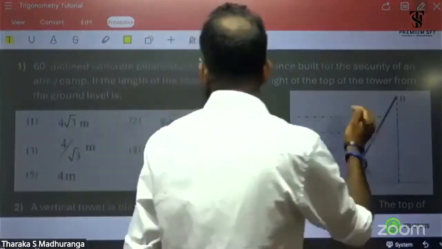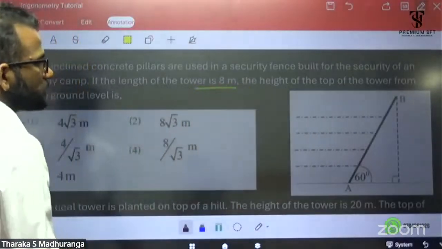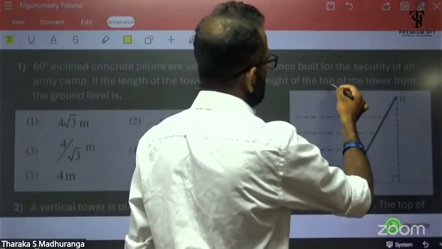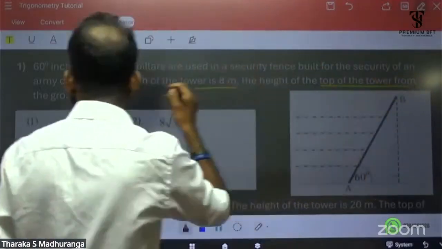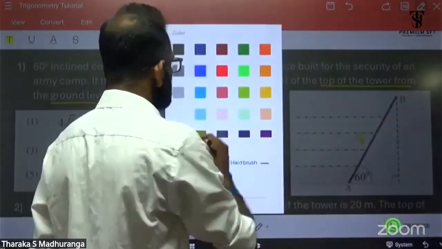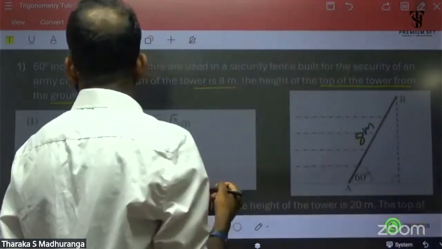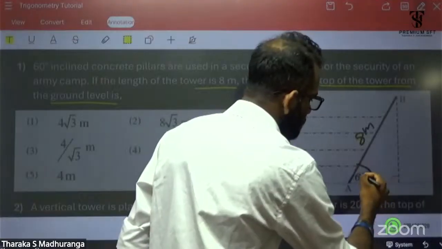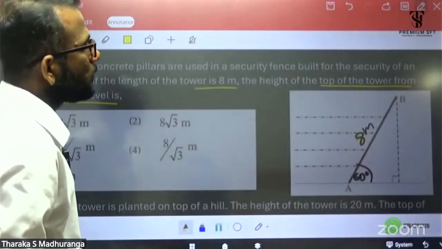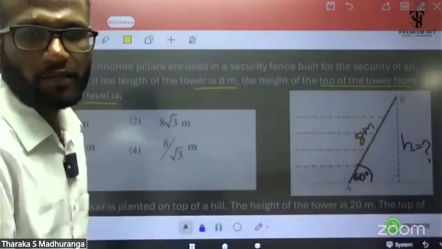Sixty-degree inclined concrete pillars are used in a security fence built for the security of an army camp. If the length of the tower is 8 meters, find the height of the top of the tower from the ground level. This is 8 meter, the angle is 60 degrees. This is a model paper question. The height h is asked. Calculate.